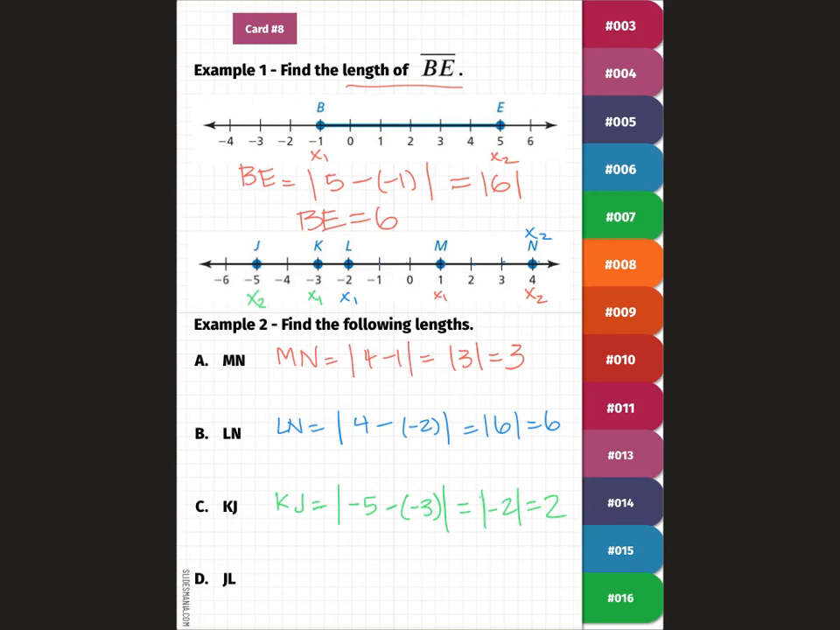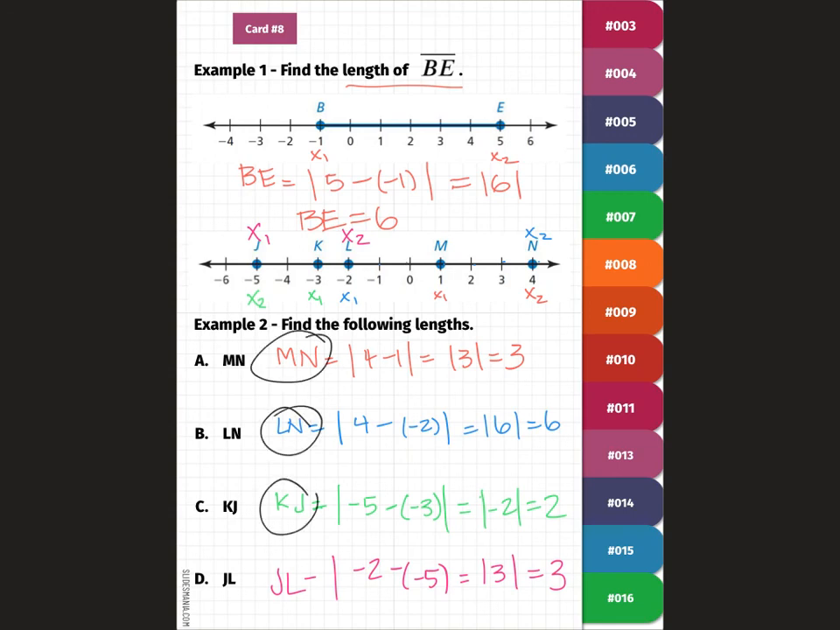And then lastly, we have JL, and that is equal to, let's see, J, that's going to be our x1, and L, that's going to be our x2. So that's going to be the absolute value of -2 minus a -5. So that's -2 plus 5, which is a +3. So JL is equal to 3. And notice that on every single last one of them, I put nothing on the top, because these are all talking about lengths. So make sure you distinguish between that.